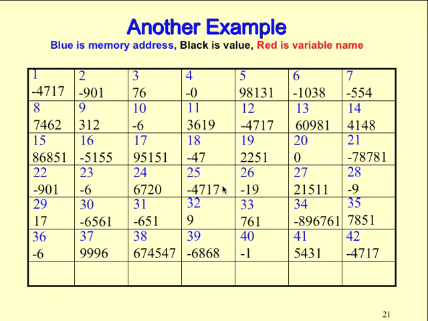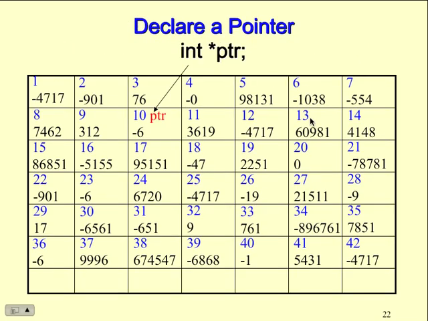So here's another example. And for those of you who just walked in, we explain what the grid looks like here. The blue is the memory addresses, the black is the value, and the red is the variable name that we're going to be working with. And this is our fake memory, as if we actually had a view of what memory actually looked like. But this is an abstraction of it.